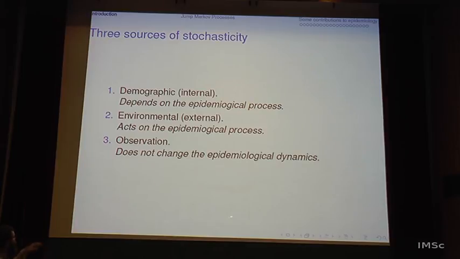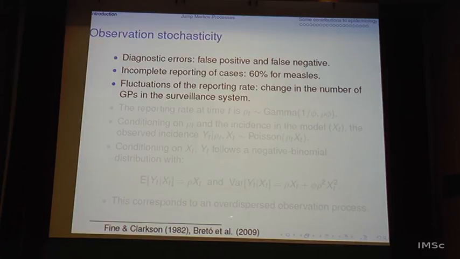I'm going to go through these three sources of stochasticity the other way around, because it's simpler. So let's consider observation stochasticity. That comes from the fact that, for instance, when you do a diagnostic, it comes with some errors. There are some false positives, some false negatives. Plus, there is also some incomplete reporting. So we know, for instance, that we don't observe all the measles cases, despite the fact that measles is quite easy to diagnose. We don't observe all the cases.